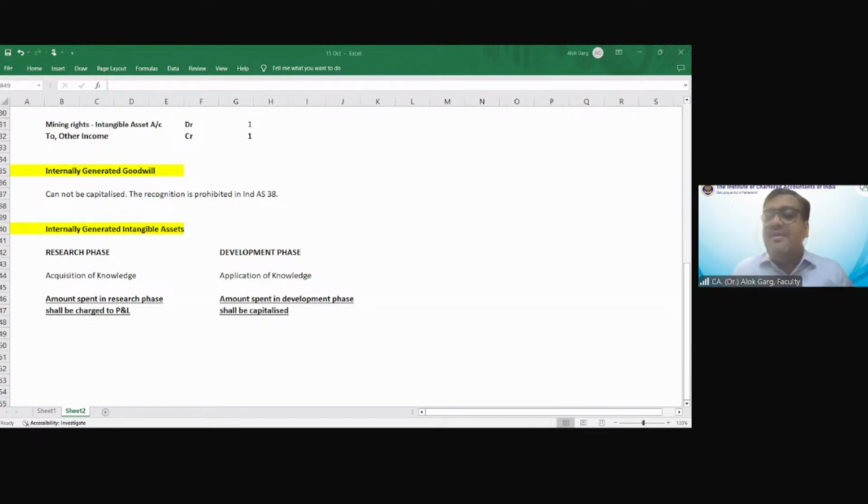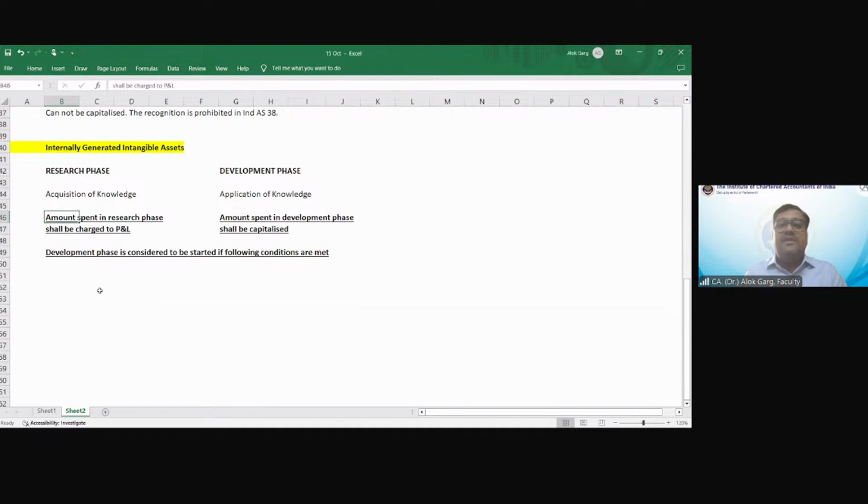So Anu is saying when research phase is completed, development begins. So Anu, but what is the trigger? What is the date when you say that okay, my research phase is over and my development phase has started? Students, the standard says that development phase is considered to have started if the following conditions are met. Sir, what are those conditions?